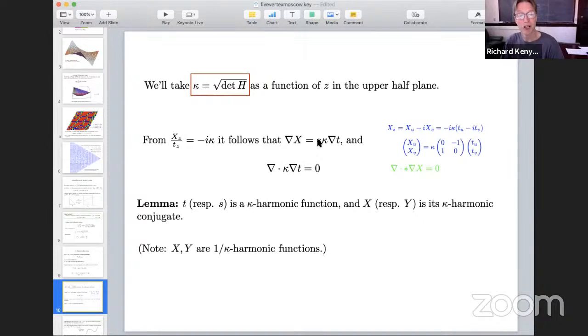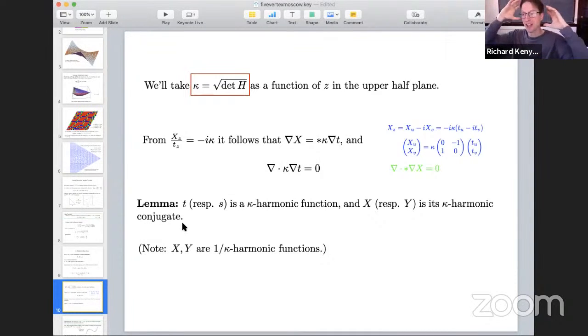When you work it out in real variables, it tells you that t is a kappa harmonic function, and x is the kappa harmonic conjugate. The little calculation is here. It's not so important what the calculation is, but this Beltrami equation, when you write it in terms of these other variables, x and y and t and s, tells you that s and t are kappa harmonic functions and x and y are their kappa harmonic conjugates.